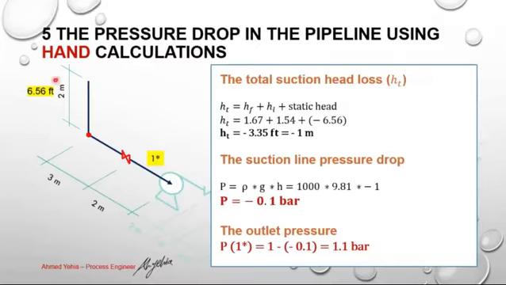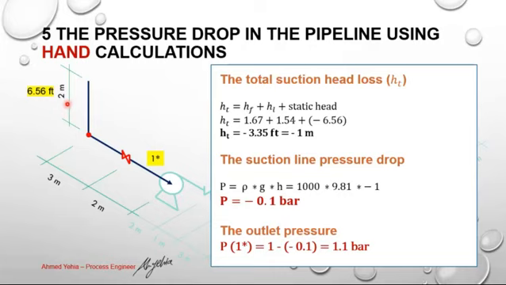Now we can calculate the total suction head loss. The total suction head loss is the summation of the friction loss and the minor loss plus the static head. Here is the value of the friction loss, and here the value of the minor loss. If the pipeline is going down, then we type its height or length as negative. If the line is going up, then this value is positive.